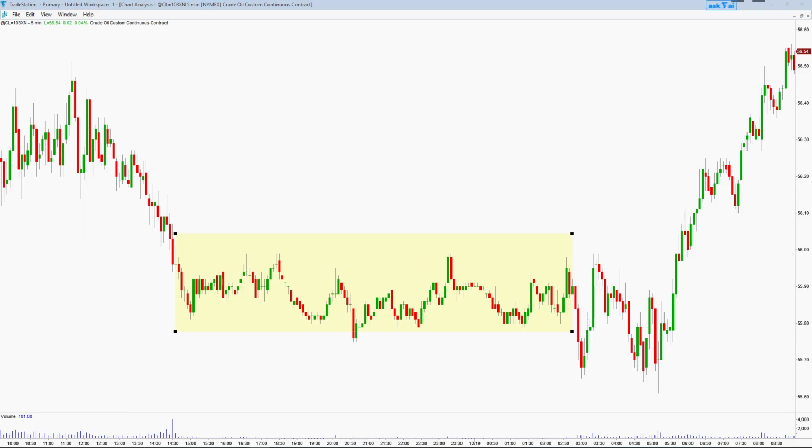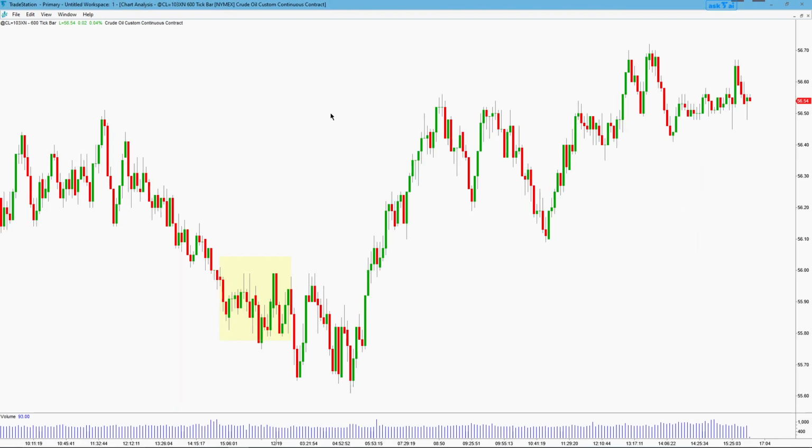With tick charts, each bar represents a number of trades rather than a number of minutes. And the number of trades in each bar is specified by the interval. Let's change this 5-minute oil chart to a 600 tick oil chart. So 600 trades in each bar. I could do that very easily by just typing 600 ticks like this. And there we go.